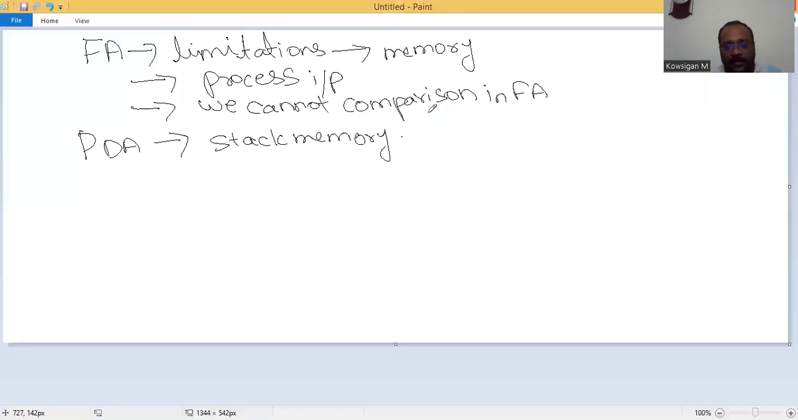But when I ask some huge inputs, for example, 1,22,345 plus 2,324, what is the addition of these two? We cannot perform this addition within milliseconds. Why? Because we need memory in order to process these huge inputs. That's why we go from finite automata to push-down automata. Push-down automata has memory in the form of a stack, so that we can perform many comparison operations.